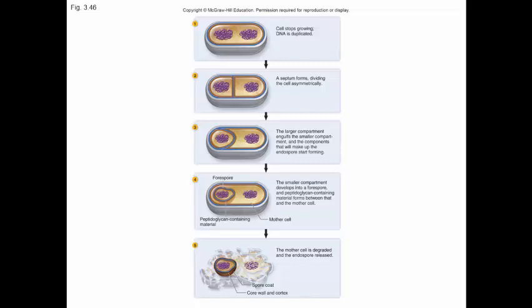The forespore, that smaller one, has a layer of peptidoglycan laid between two membranes. The other cell is making proteins that form the spore coat. The mother cell degrades, dies out, and the endospore is released.